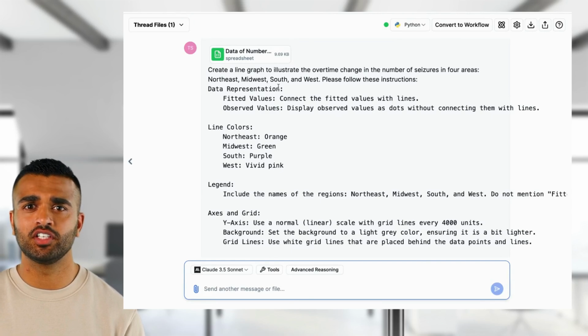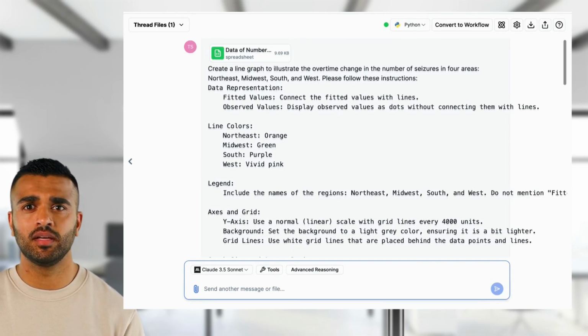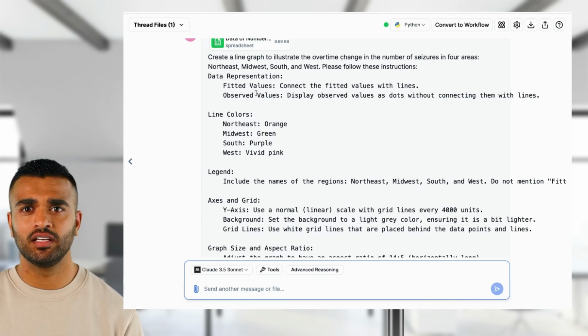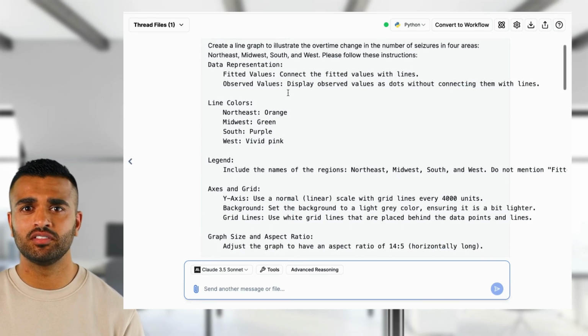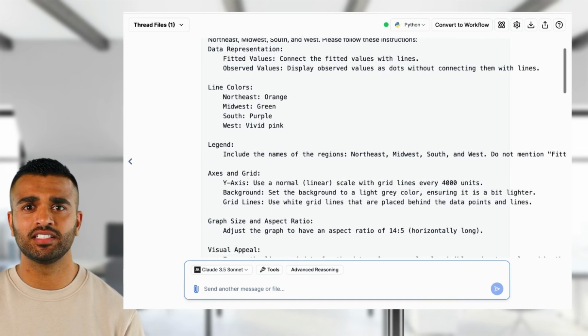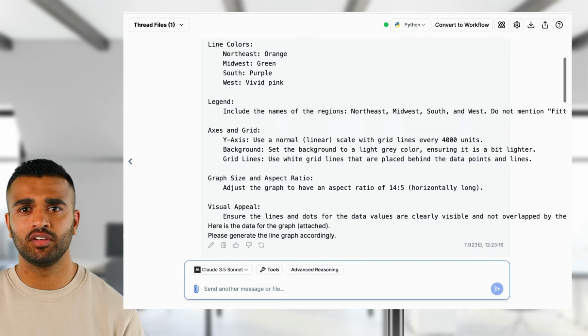The graph should show the change in the number of seizures over time in 4 regions: Northeast, Midwest, South, and West. For data representation, the fitted values should be connected with lines, while the observed values should be displayed as dots without connecting lines. The line colors are specific: orange for the Northeast, green for the Midwest, purple for the South, and vivid pink for the West.